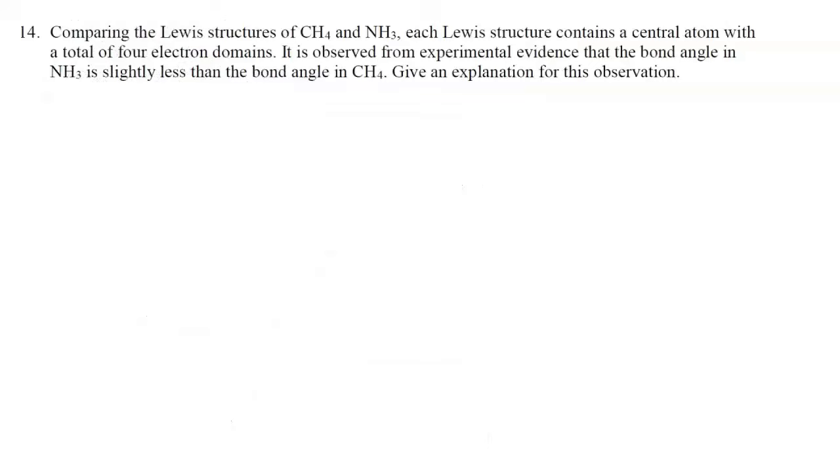All right, on to question 14. Comparing the Lewis structures of CH4 and NH3, each Lewis structure contains a central atom with a total of 4 electron domains. It is observed from experimental evidence that the bond angle in NH3 is slightly less than the bond angle in CH4. Give an explanation for this observation.